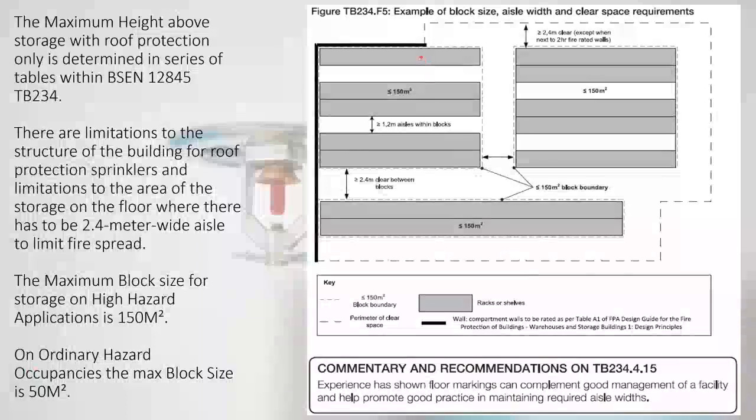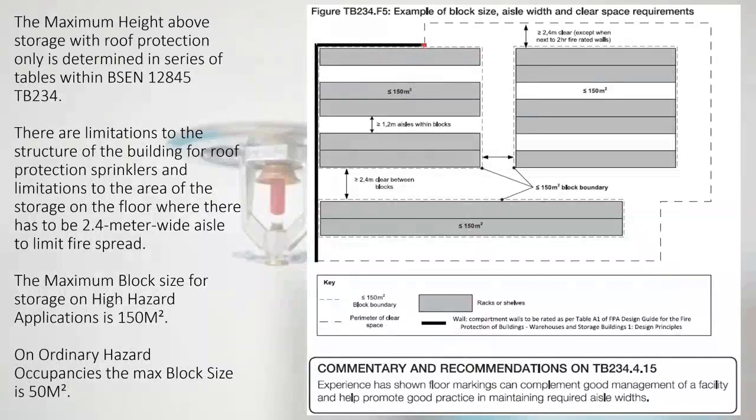So for instance, here, what we've got is ST4 racking, so that's a single rack, a double rack, and a double rack. Now, you can't have ST4 racking like this. You have to have a minimum aisle width of 1.2 metres between them, and they can't cover any more than 150 square metres for high hazard. Okay, for ordinary hazard it's 50, high hazard is 150.